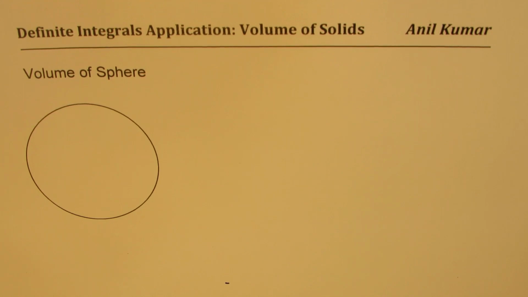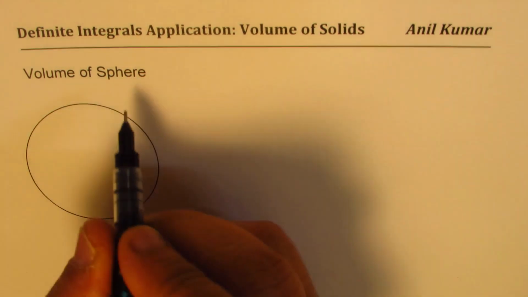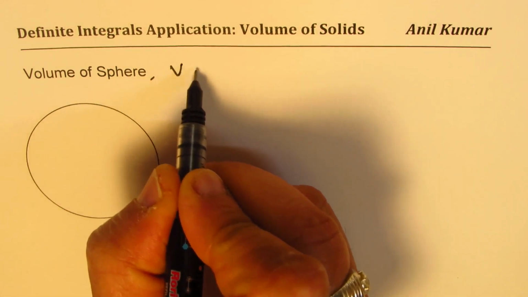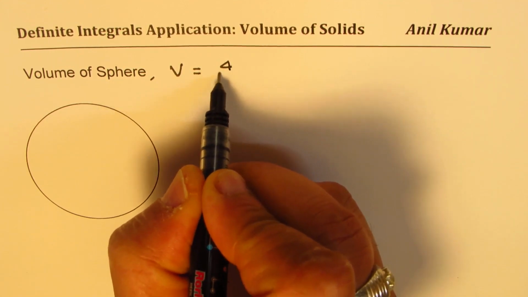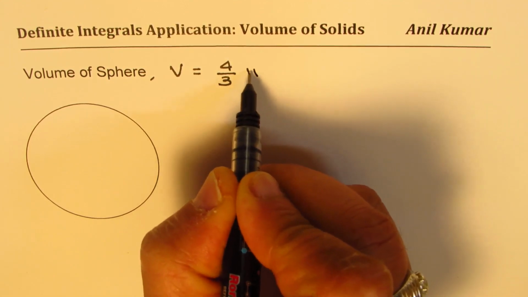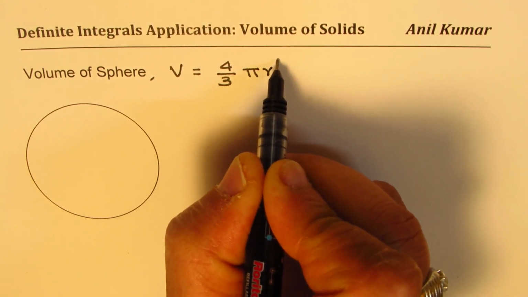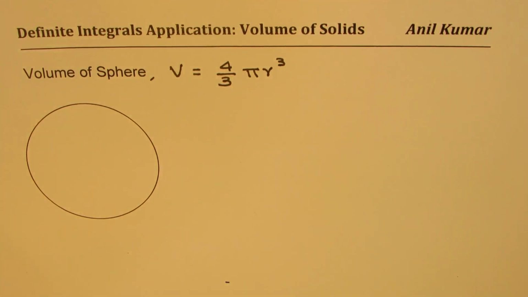In this video, we'll discuss how to find a formula for the volume of a sphere. Well, you know that the volume of the sphere V is given as 4 by 3 pi r cubed, where r is the radius of the sphere. Now using integrals, we'll actually figure out how to derive this formula.